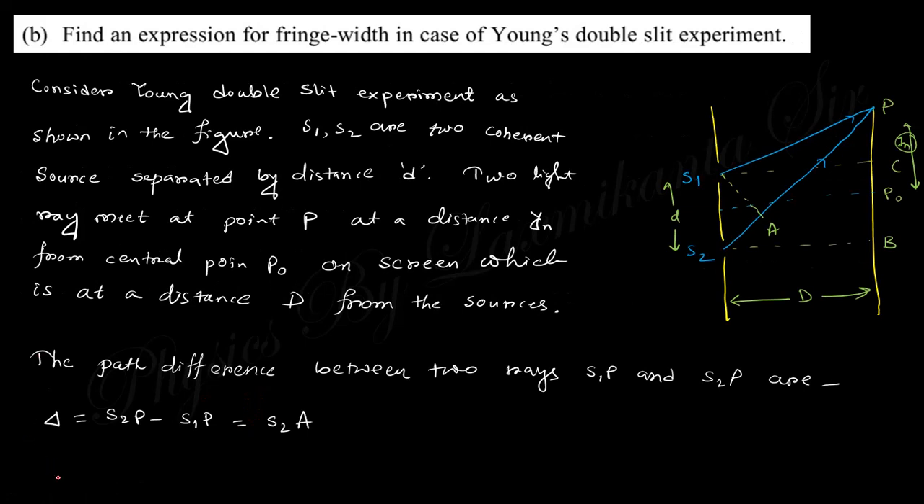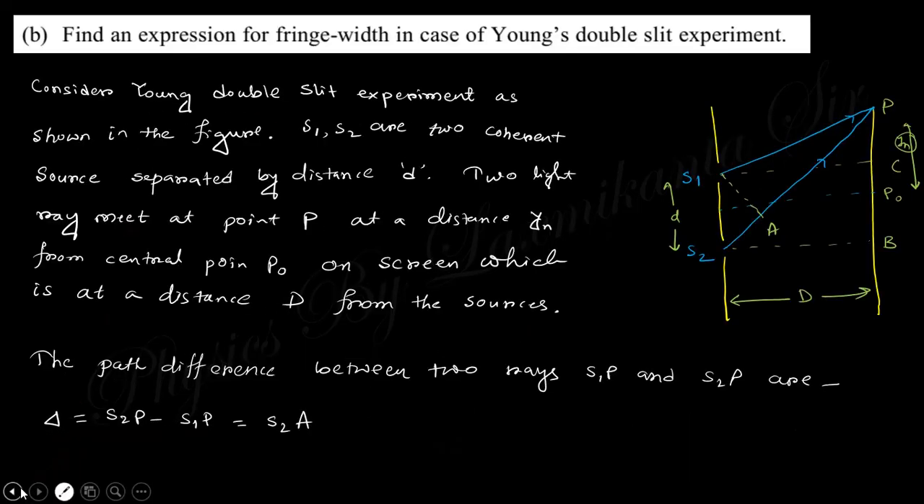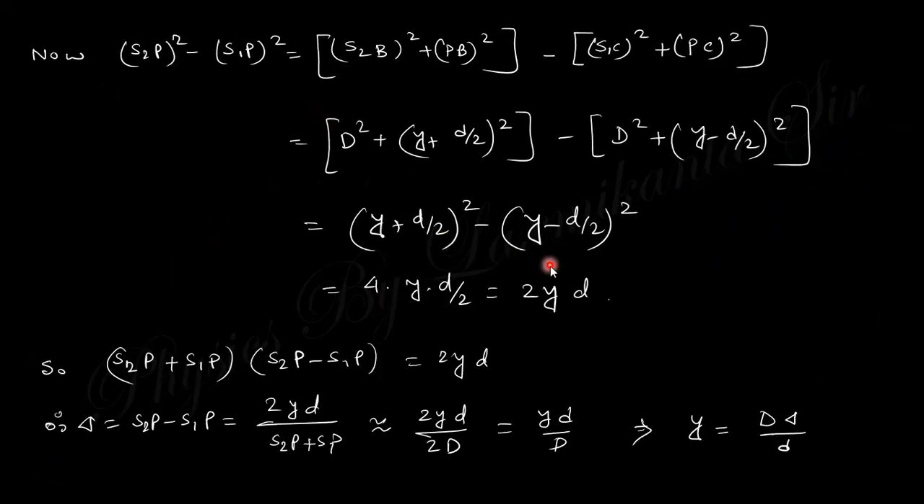Next one, find the expression for the fringe width in the case of Young's double slit experiment. You need to find out the fringe width. Simple. There is a path difference between one ray and another ray. The path difference is S2A minus S1A, and this can be calculated simply by geometrical approaches. It will be the square of this plus the square of that, PC square plus S1 square. Just follow this notation and you can find this difference and this sum, and the sum is nearly the same. These two can be written as nearly 2D.